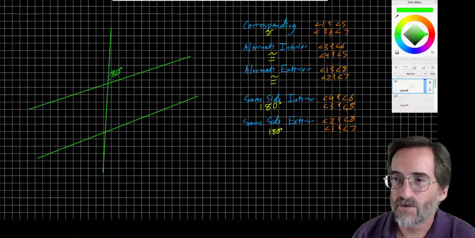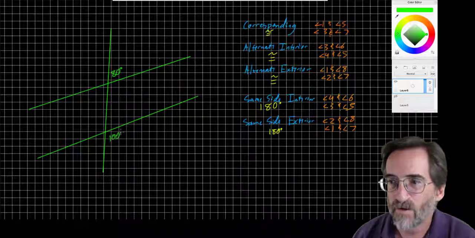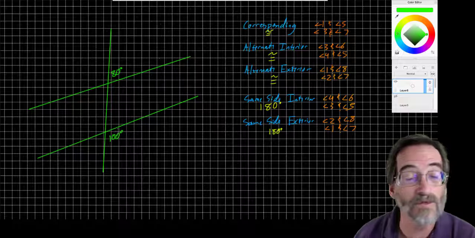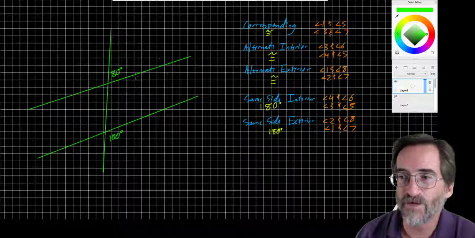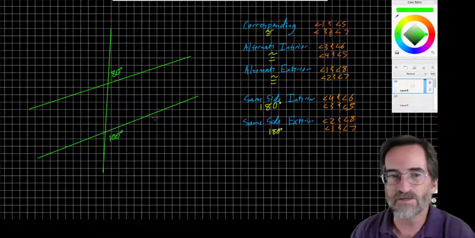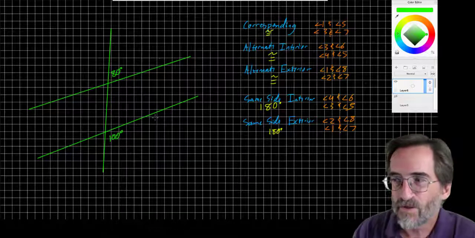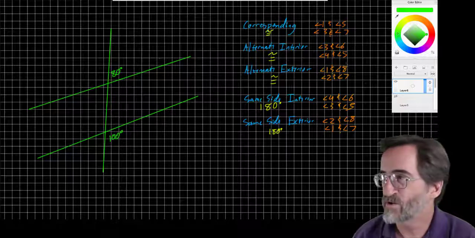If this angle is 80 and this angle is 100, are the lines parallel? Well, they're same side exterior angles and they're supplementary. So, same side exterior angles are supplementary, therefore the lines are parallel. So the converse of these statements is also true. Okay? And there are a number of proofs along this line. I'll do one proof here.